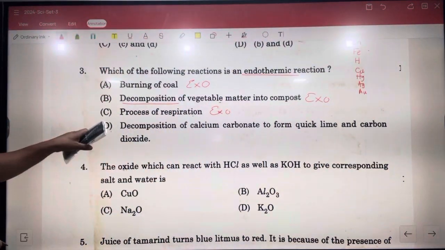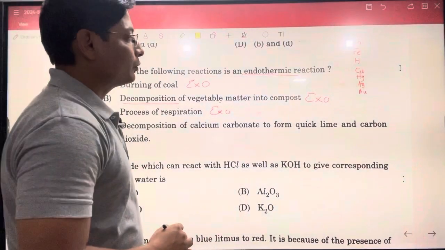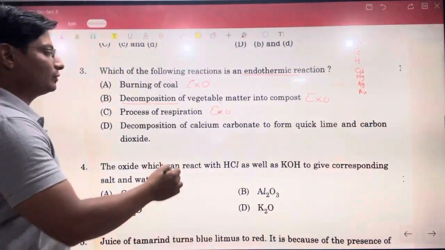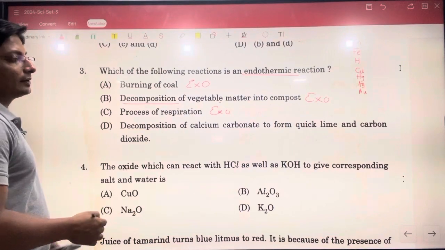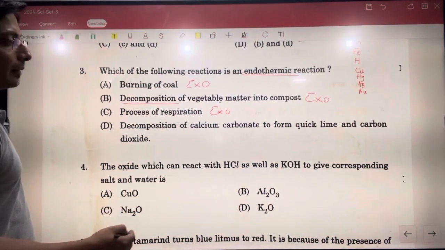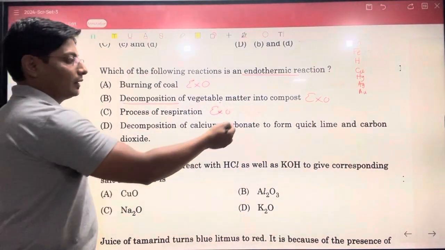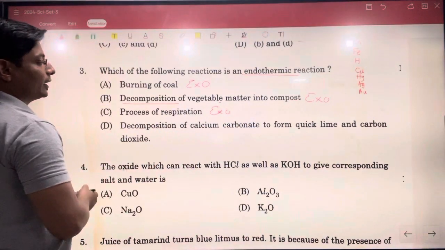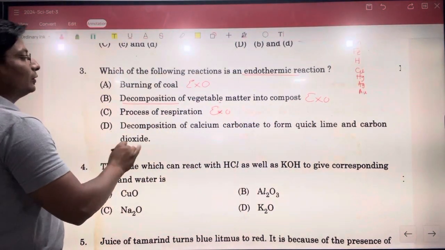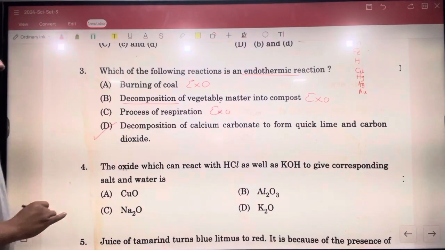Okay, so then decomposition of calcium carbonate to form quick lime and carbon dioxide. This usually happens in the large kilns, the bhattis, where we obtain the limestone. So there we need to provide heat for that. So therefore this is the endothermic process. So therefore this is the correct option.